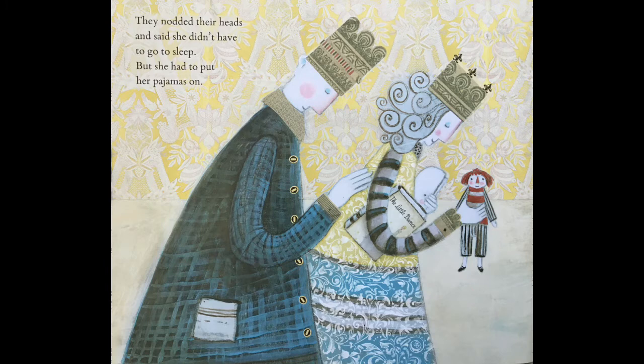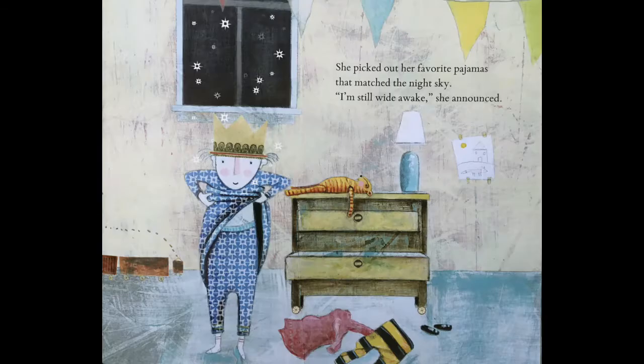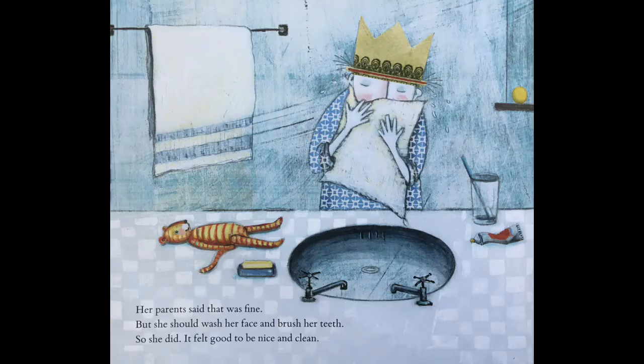They nodded their heads and said she didn't have to go to sleep, but she had to put her pajamas on. She picked out her favorite pajamas that matched the night sky. "I'm still wide awake," she announced. Her parents said that was fine. But she should wash her face and brush her teeth. So she did. It felt good to be nice and clean.